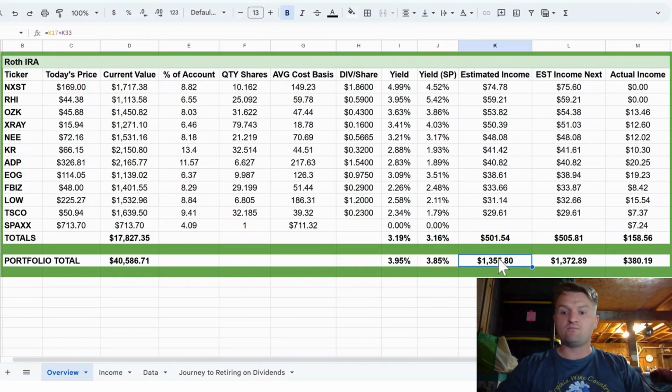Our estimated income is $13.55. That was for last month. This month, a year from this month, it's expected to be $13.72 in a year from now of income. Again, we're seeing that general increase in the positive direction, which is what we want to see. Our actual income, which again we'll break down next, but from January through the month of May, was $380.19.